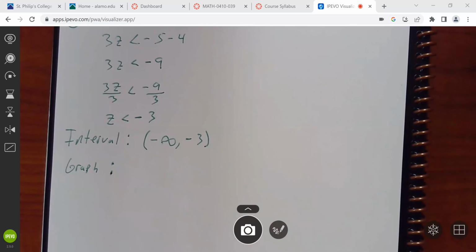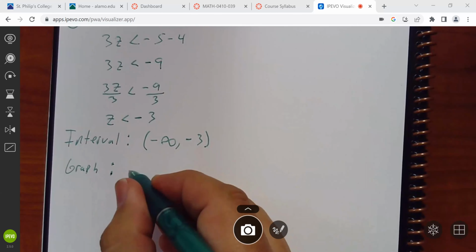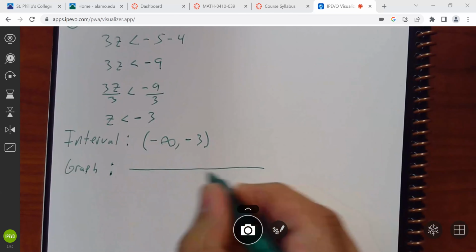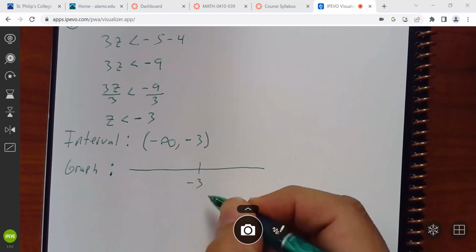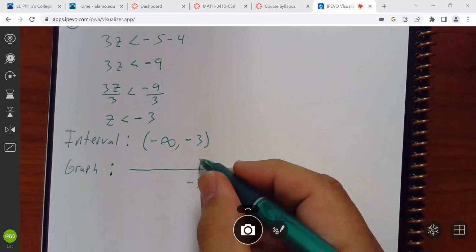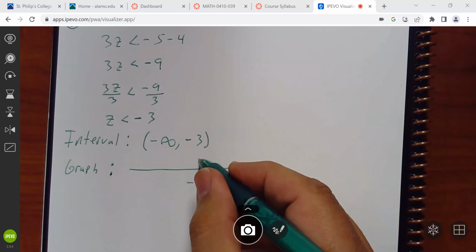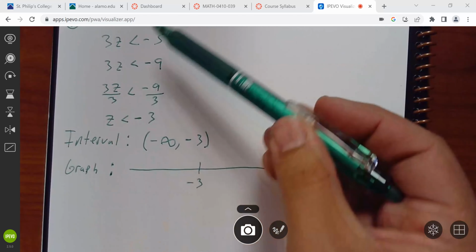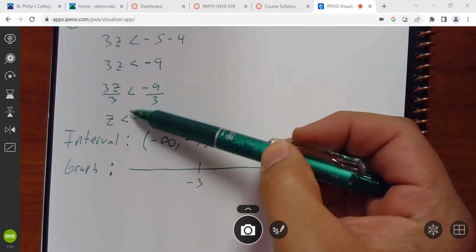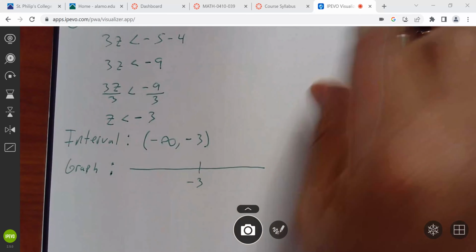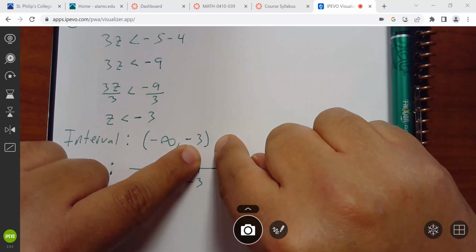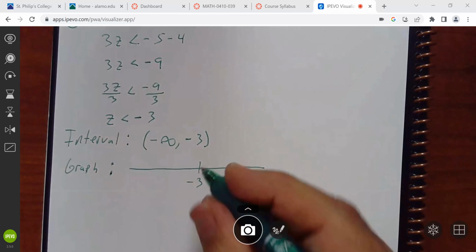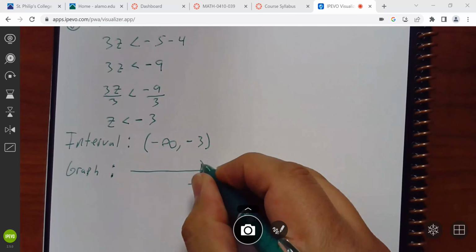What's the graph look like? To the left side, do we put parentheses or bracket? Do we have an equal to? Yeah. So we put parentheses here, right? There's no bracket. There's no equal to part. The graph will have the same.